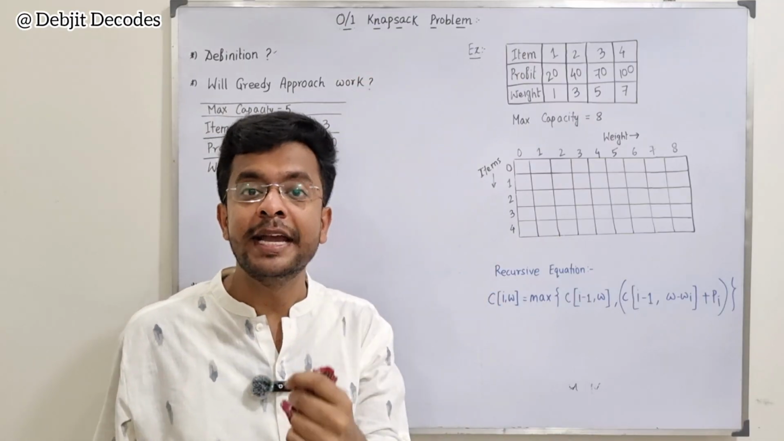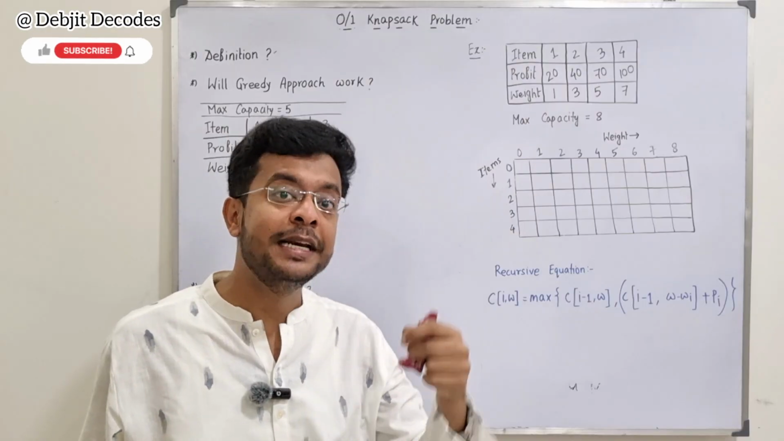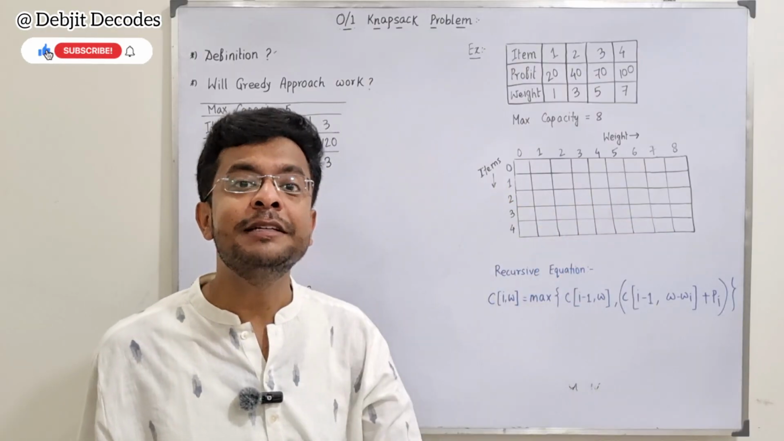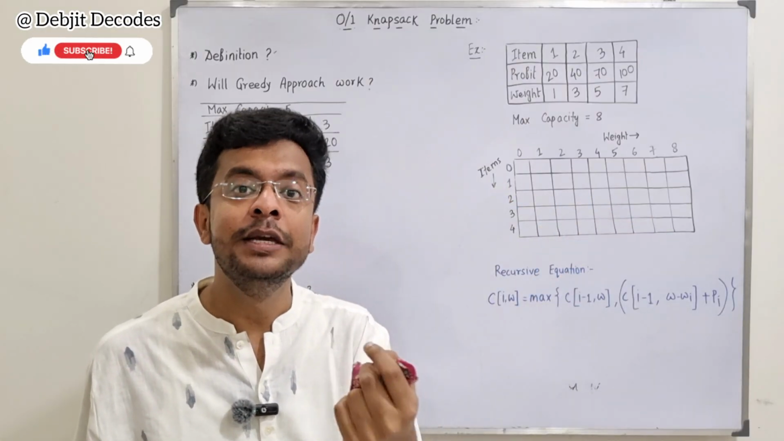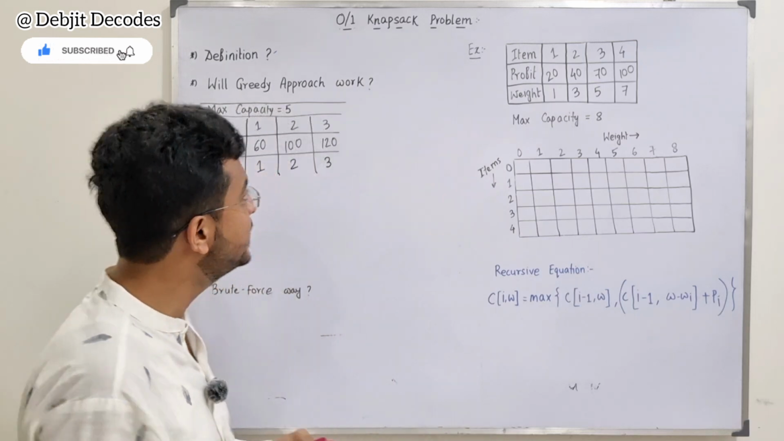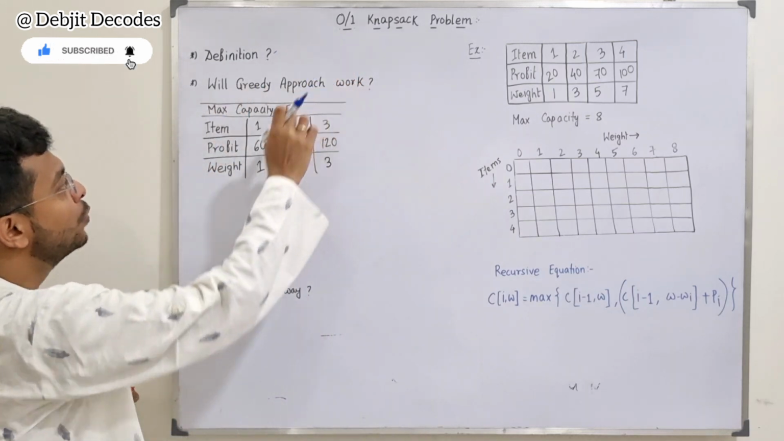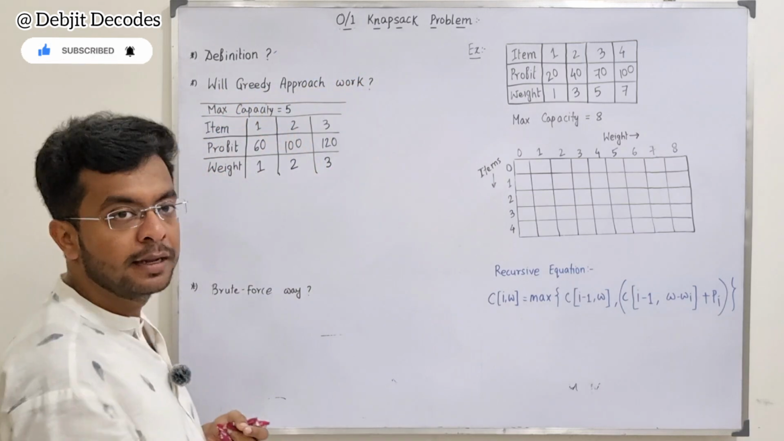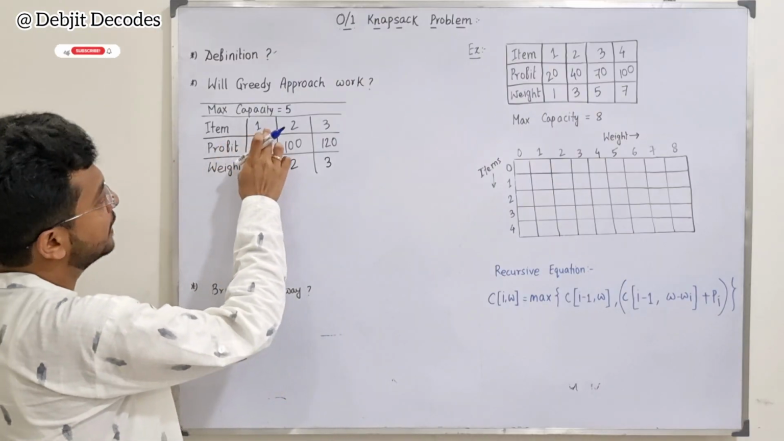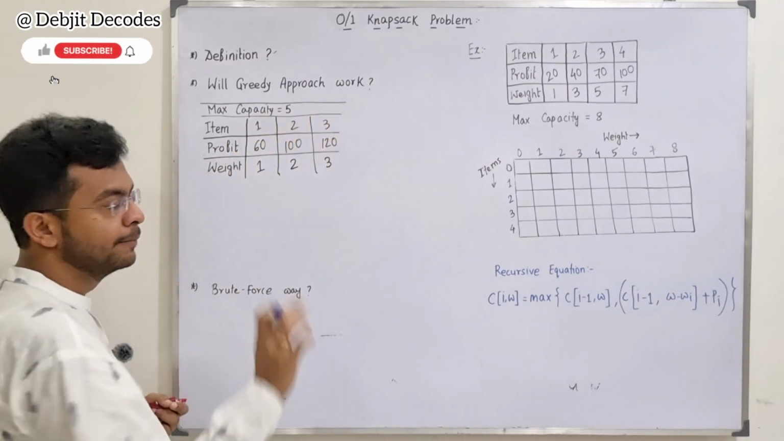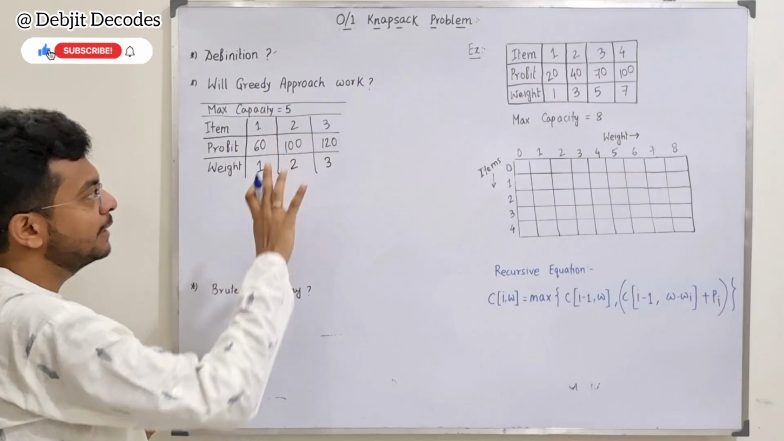So we first need to take care of what we did in fractional knapsack. What did we do in fractional knapsack? It was solved using the greedy approach. So we need to see whether this greedy approach will work here in the case of 0-1 knapsack. Now if you see, there are 3 items, item 1, item 2 and item 3, and the profits and weights for each item are given.